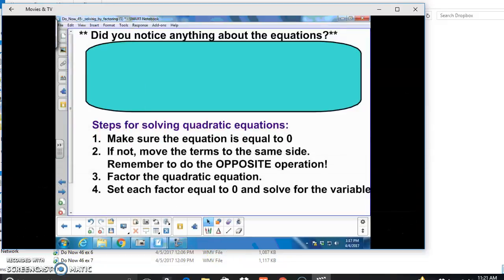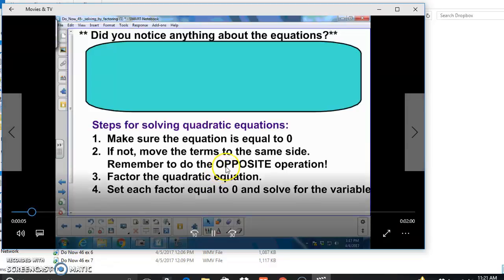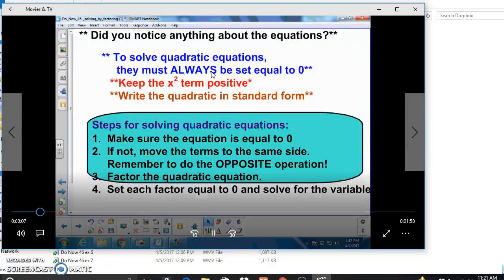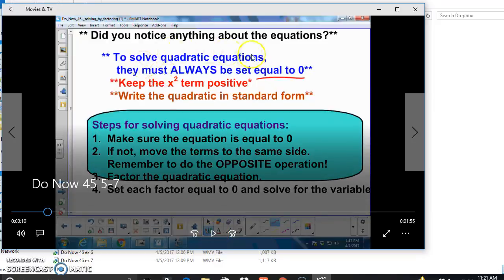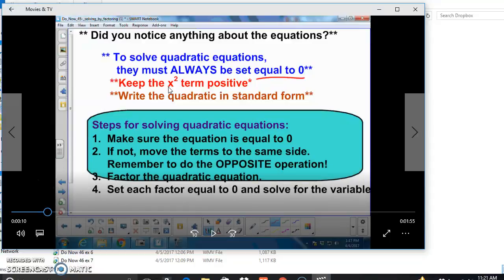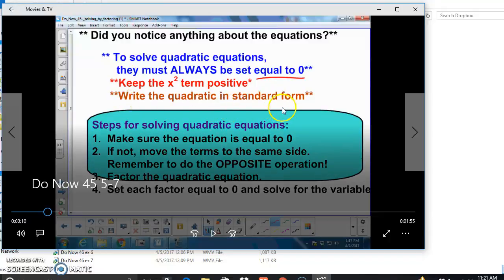Okay, you probably noticed that all of the equations when we were solving the quadratics a minute ago were set equal to 0. So the first thing when you're going to be solving a quadratic, always make sure that it's equal to 0. Another tip, keep the x squared term positive. So you don't want your quadratic to start off with a negative number. If it is negative, you'd need to multiply through by -1 to change that. Keep the quadratic in standard form. That means in order by exponent, usually your x squared term, your x term if there's one, and then your constant.